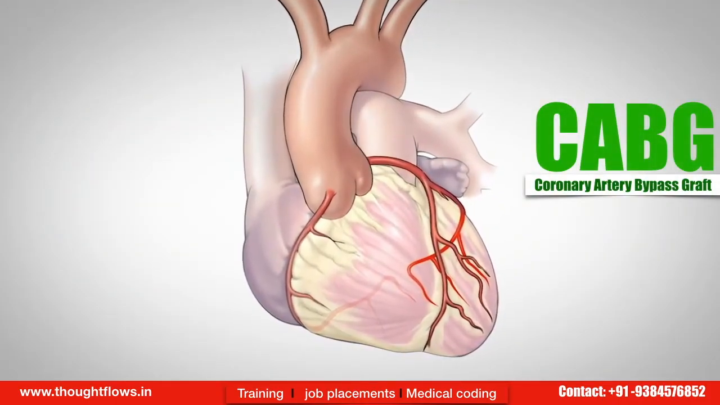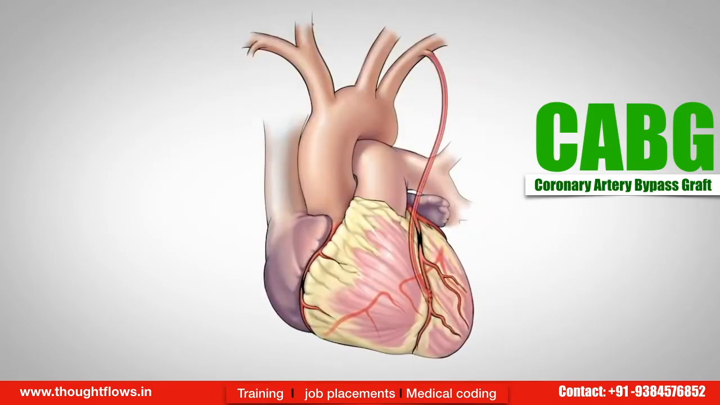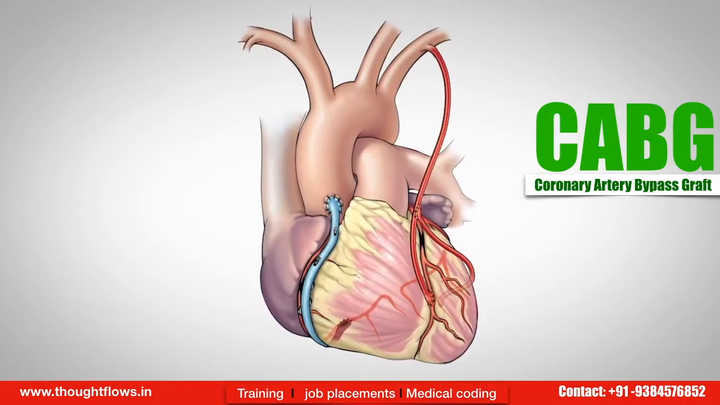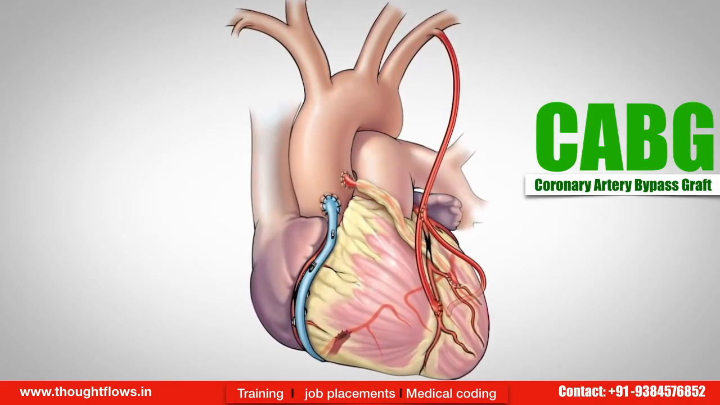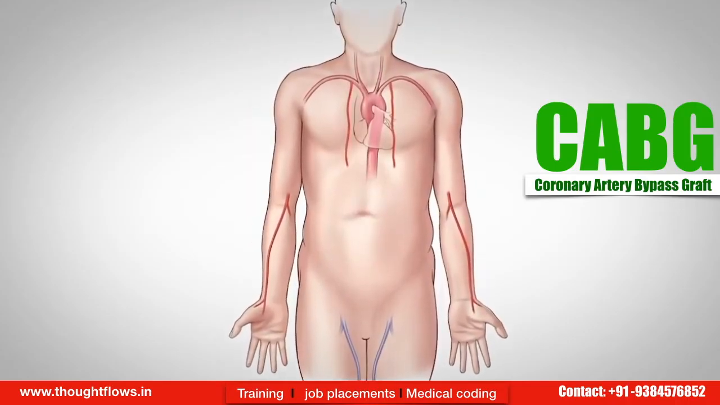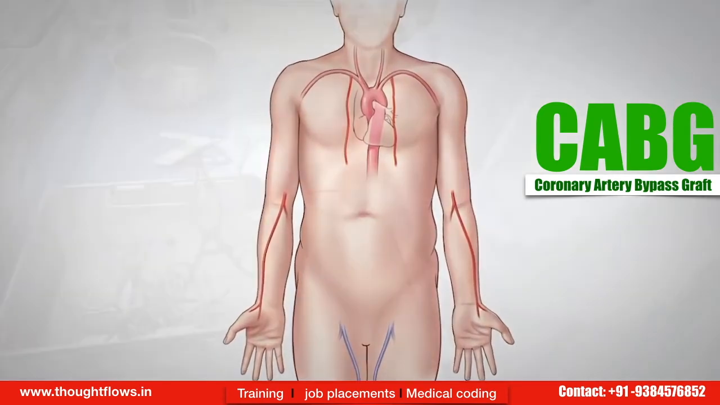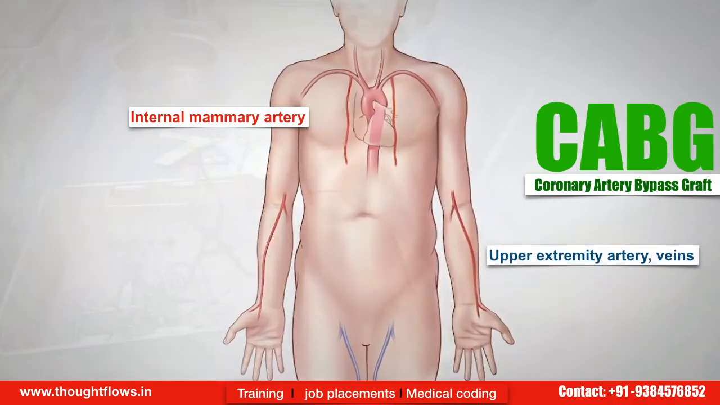CABG is a surgical procedure used to restore normal blood flow to an obstructed coronary artery. This procedure is carried out by the attachment of a healthy blood vessel above and below the diseased area. The healthy vessel is taken from other areas of the patient's body. This is called harvesting or procurement. The surgeon can harvest an artery or a vein. The commonly used arteries or veins are the internal mammary artery, upper extremity artery or vein, and saphenous vein.